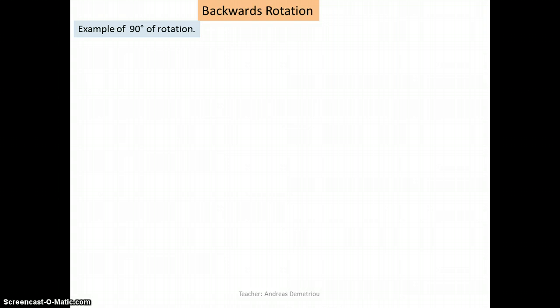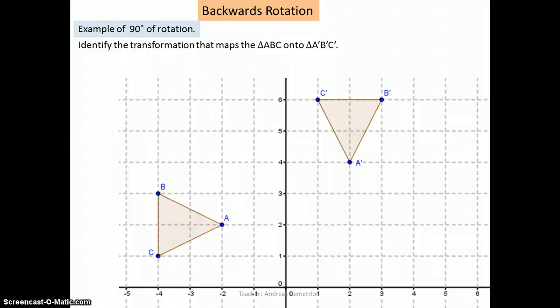Example of 90 degrees rotation: we need to identify the transformation that maps the triangle ABC onto the triangle A prime B prime C prime. Here it's easy to spot that this is a rotation of 90 degrees clockwise, but the difficult part is to identify the center of rotation.